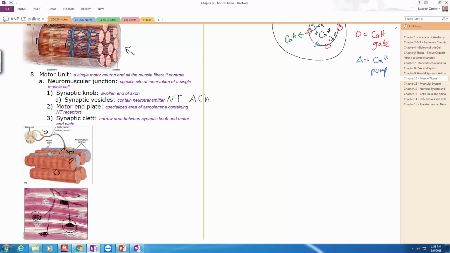So let's see, do we have another picture coming up? Yeah, we have a better picture there. In the synaptic cleft, which says it's the narrow area between the synaptic knob and motor end plate, you have something called acetylcholinesterase. ACH, ACE. So what does ACE tell you again? It's an enzyme, and I told you usually the enzymes we're talking about are breaking down other things.